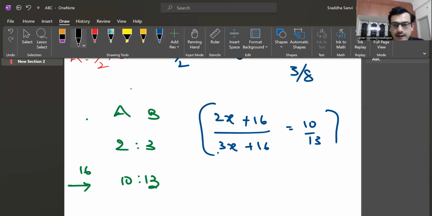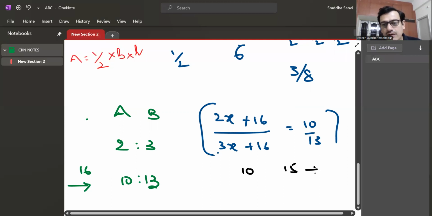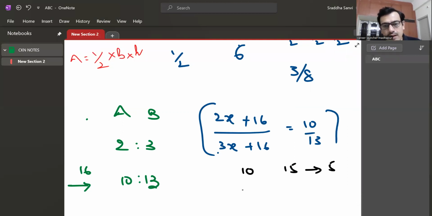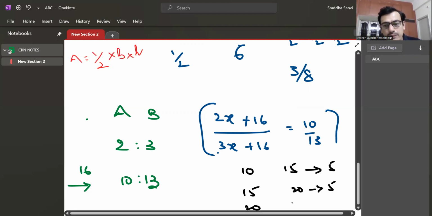I'll apply this technique right now. My friends, tell me, if you have two friends having ages 10, 15 years, what is the age gap? 5 years. After 5 years, their ages will be 15, 20. Then also the age gap is 5 years. After 10 years, it will be 20 and 25. Then also the age gap is 5 years.